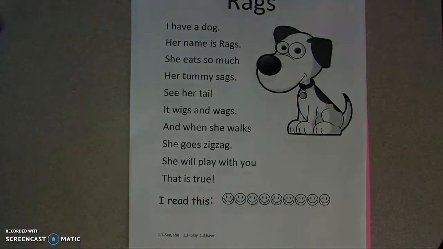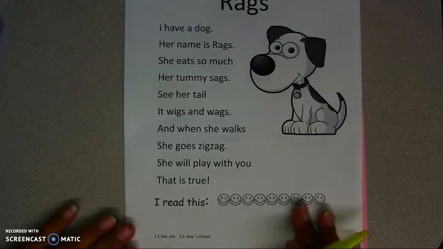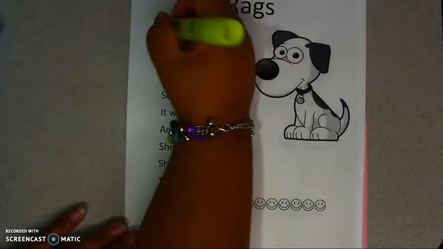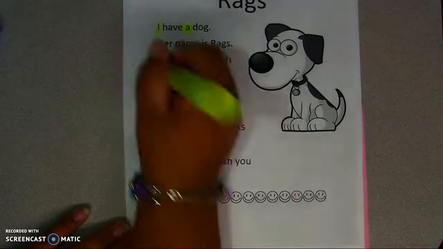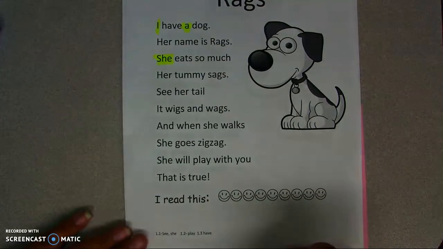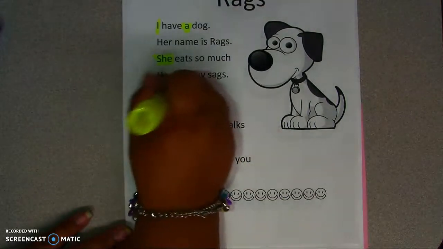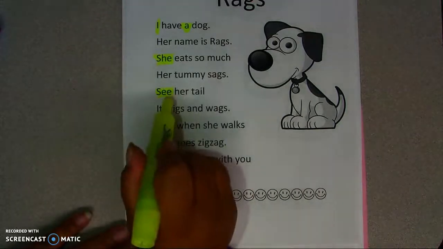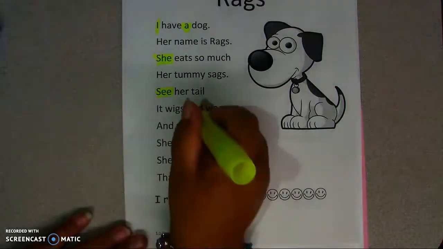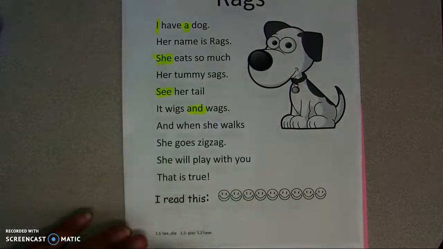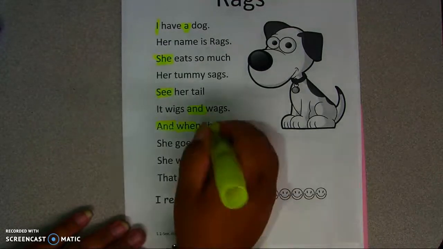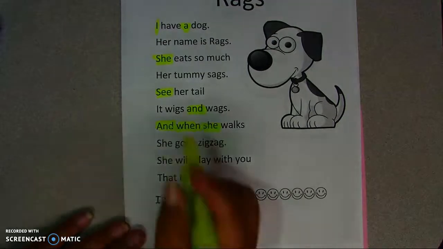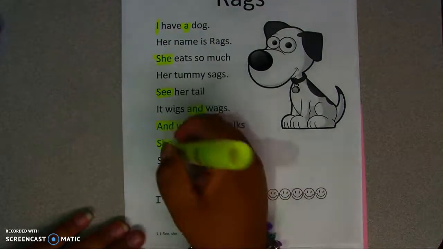Okay, so let's go through and let's find sight words that we've practiced so far. There are some other ones in here, but I know there's some that we've really practiced. So how about I and A? How about she? C. I'm not sure we practiced, but we definitely know C. And, another and, when, she, another she. Okay, and here's a tricky one.